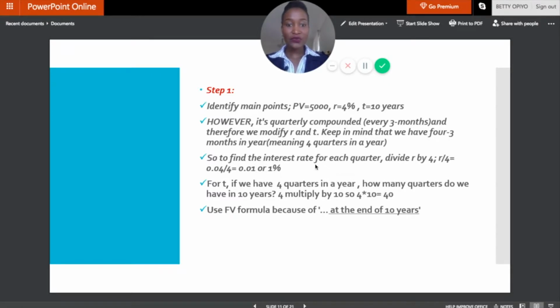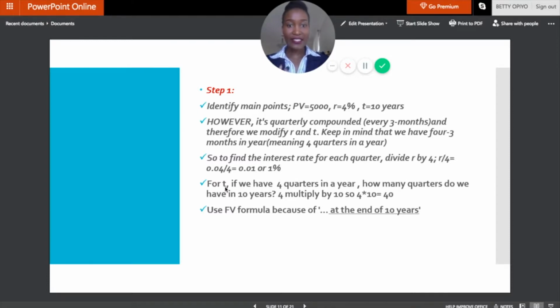So to find the interest rate for each quarter, we will divide R, which is the first item that we identified that we will be modifying, by 4, because we have 4 quarters. So we'll be having 4 payment periods in 1 year. R divided by 4, that would be 0.04, or 4%, divided by 4, that would be 0.01, or 1%. So 1% is the interest rate per quarter.